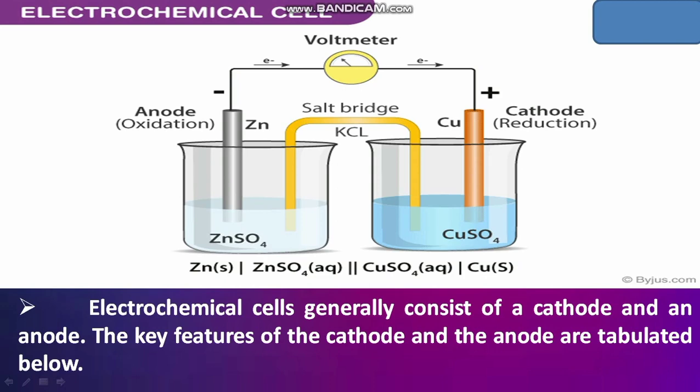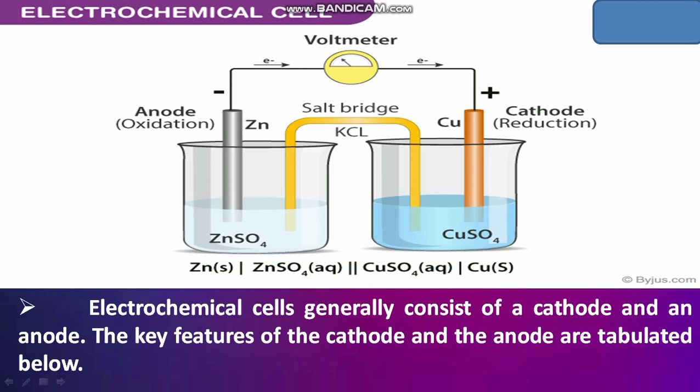The zinc electrode is the oxidation, and the copper electrode is the reduction. Likewise, oxidation occurs at the anode, and reduction occurs at the cathode.